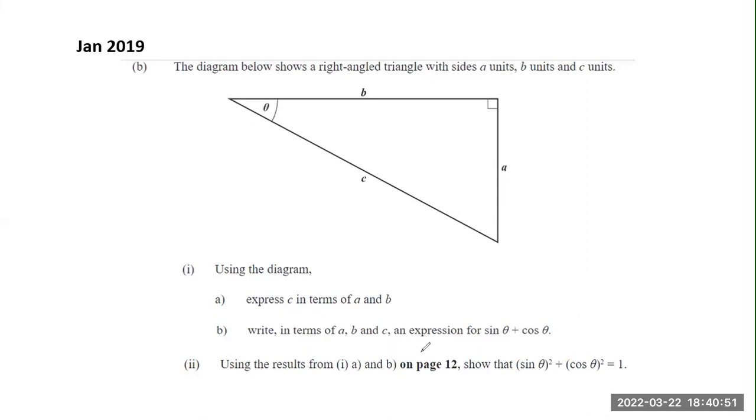So using the results, show that sine squared plus cosine squared is equal to 1, using that expression, and also the answers from part A and B. So let's tackle this problem stepwise. Don't get scared when you see it. Let me just clear my screen. So we need to show this.